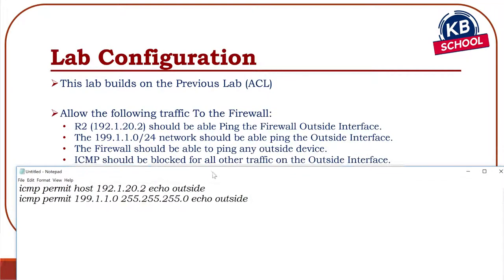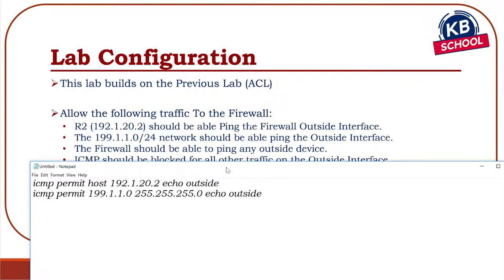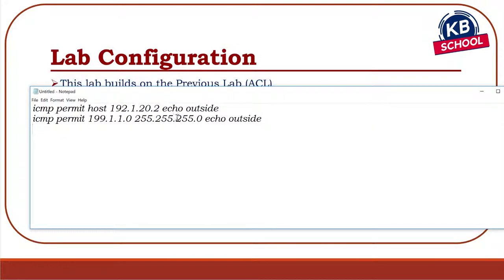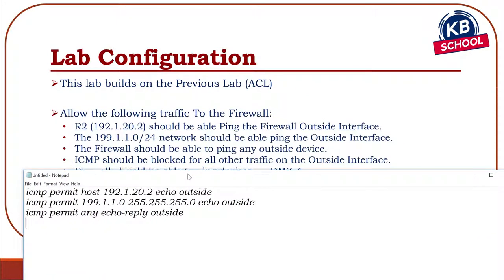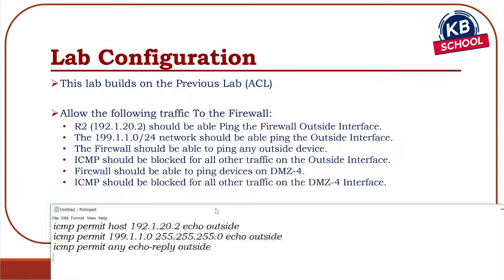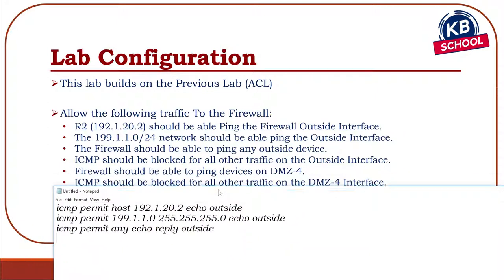The third one is the firewall should be able to ping any outside interface. Based on this, I would have an implicit deny any, so my echo replies will be blocked. So I'll say ICMP permit any source should be able to send me the echo reply on the outside. So this would allow my echo reply to come back. The ICMP should be blocked for all other traffic on the outside interface. So that I've taken care of. The first four bullets are done.